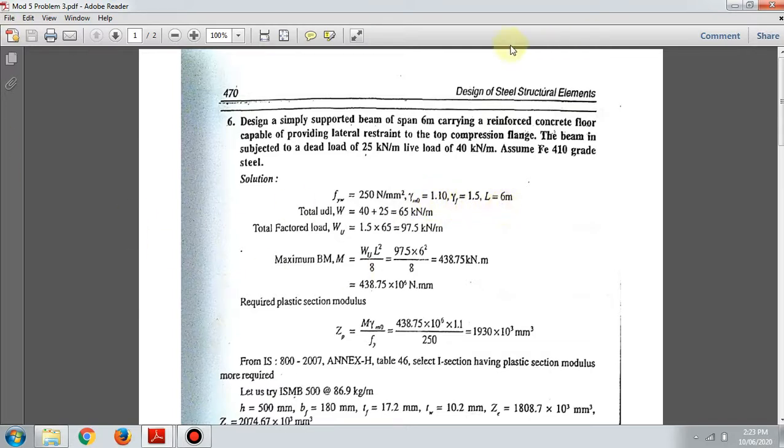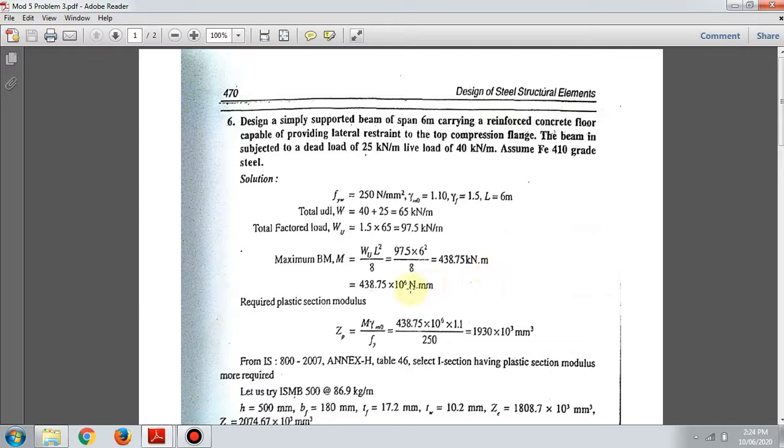He has given Fy 250, which is always 250 for steel structures. Gamma m0, the partial safety factor, is 1.1, and the partial safety factor for load is 1.5. Length of the beam is 6 meters. The total load, that is dead load plus live load, is 40 plus 25, which is 65 kN per meter. For the factored load, multiply by 1.5: 1.5 times 65 is 97.5 kN per meter.